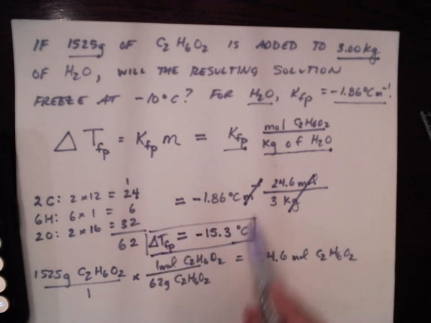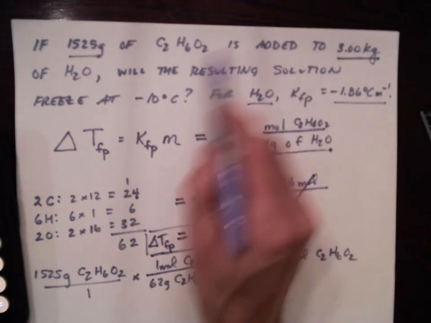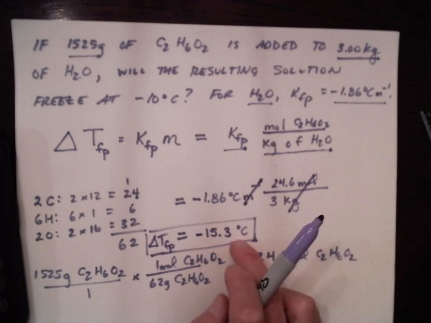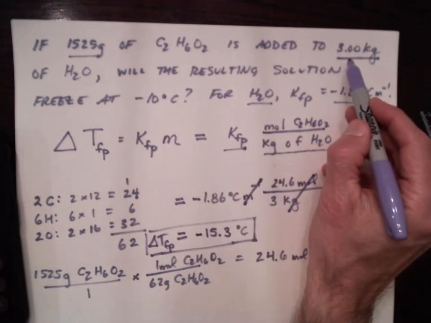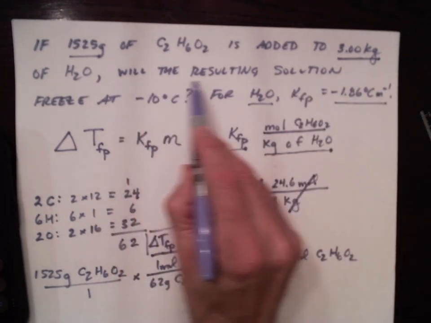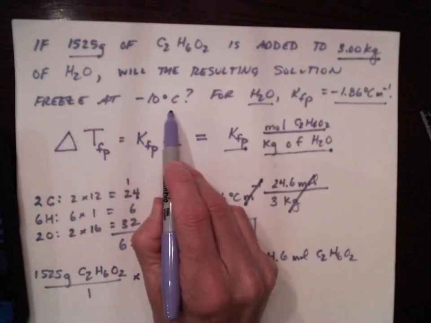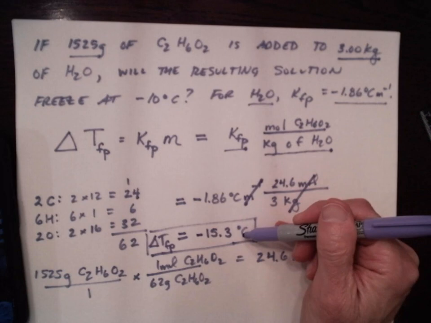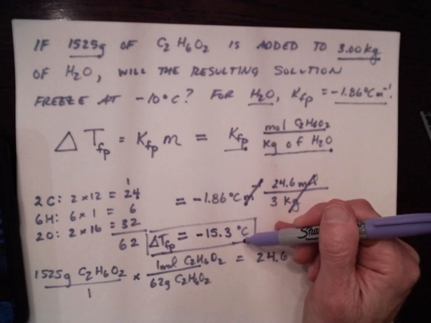So the freezing temperature of this solution will be -15.3. That's how low we'll need to get the temperature to freeze this solution. So the resulting solution won't freeze at -10 Celsius because it's not cold enough. It needs to drop below -15.3 in order to freeze.